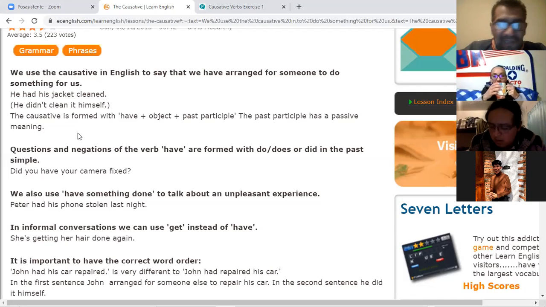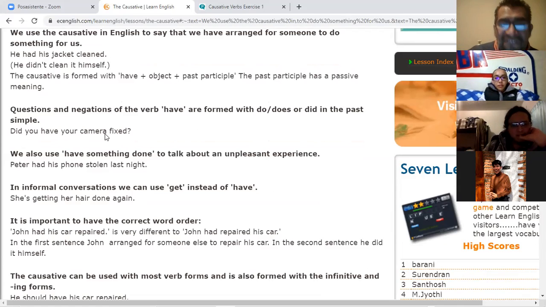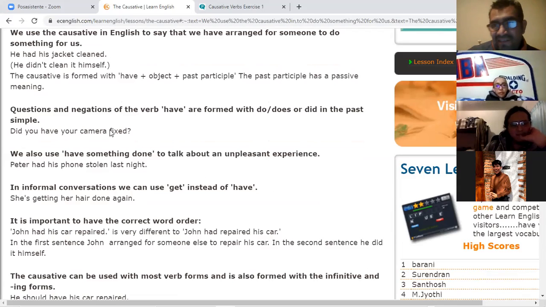Okay. Very good. Questions and negations of the verb have are formed with do, does, or did in the past simple. For example, did you have your camera fixed? Okay. Did you have your camera fixed?